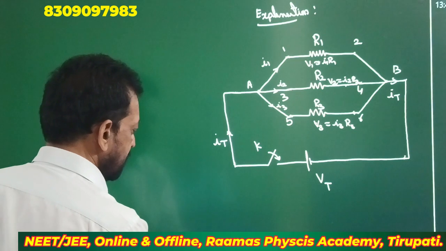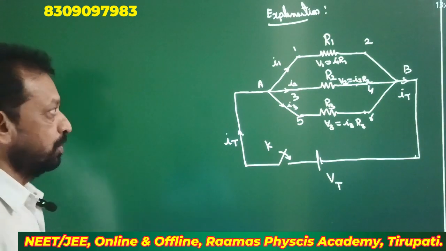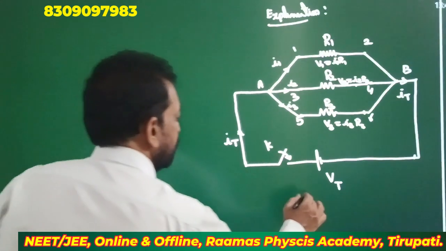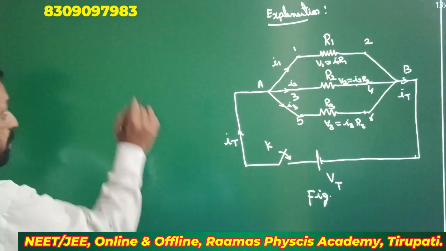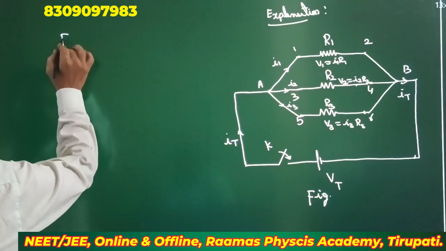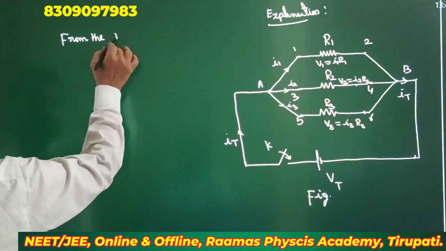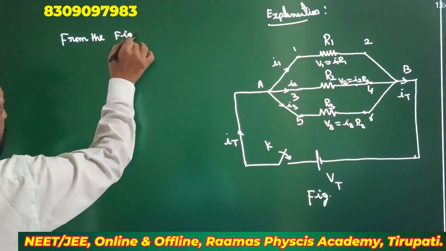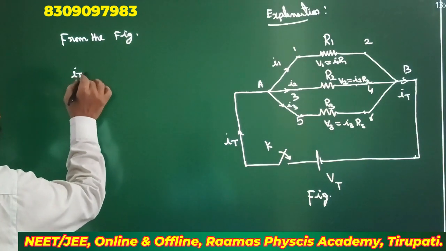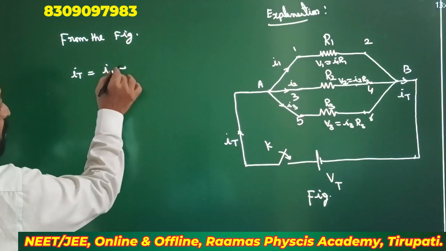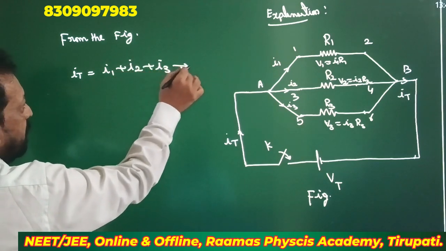Now, which is different here? Current is different. So you have to take which equation? The current equation. So from the circuit or from the figure, which is different? Current is different. So IT is equal to I1 plus I2 plus I3. This is equation 1.